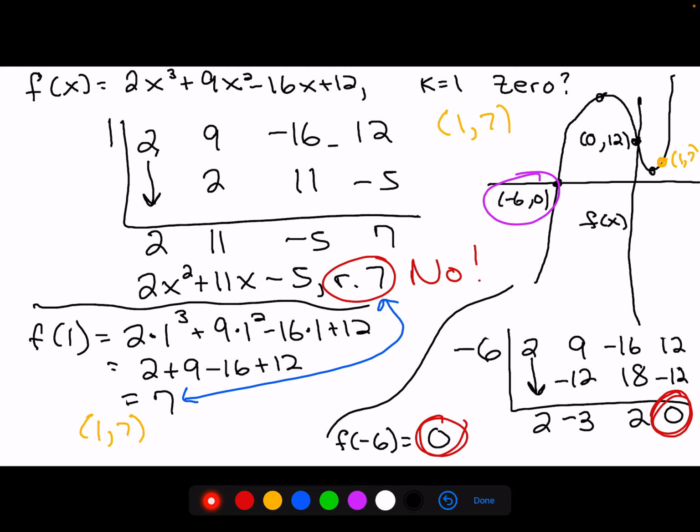All right. Well, we'll come back and dive some more into polynomial functions. But for now, this was synthetic division. Hope you have as much fun as I did.